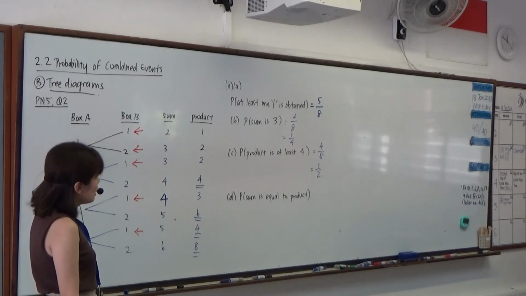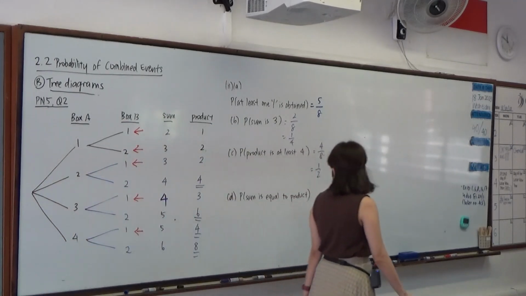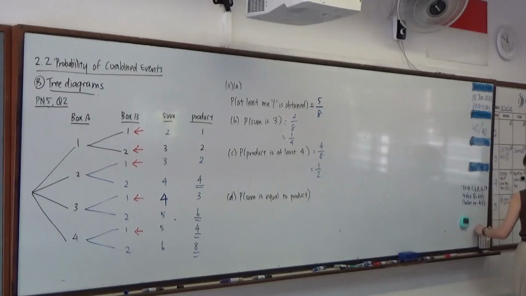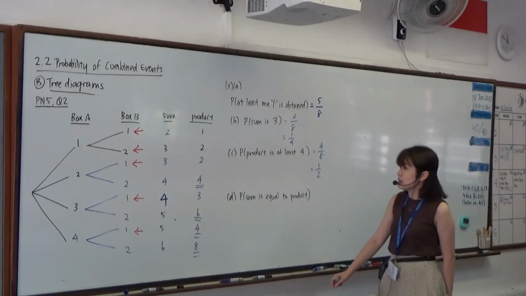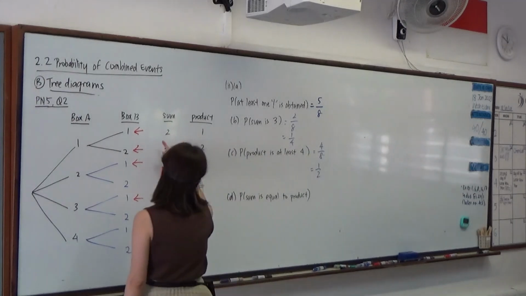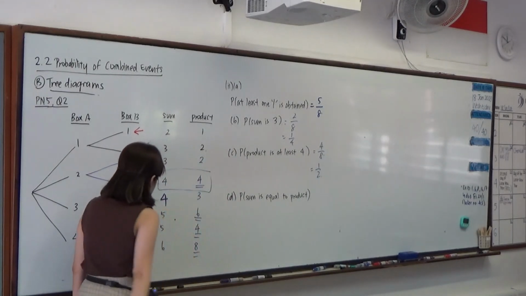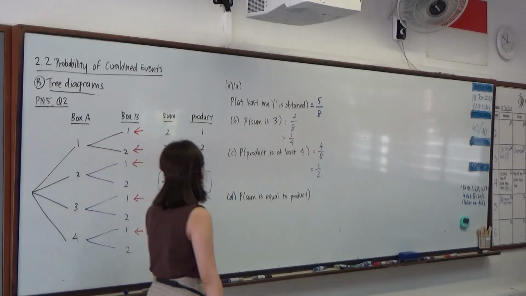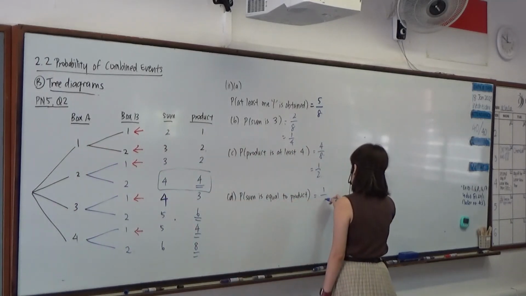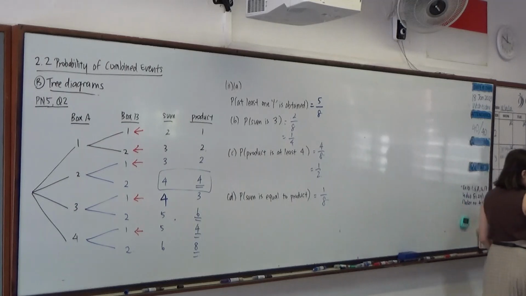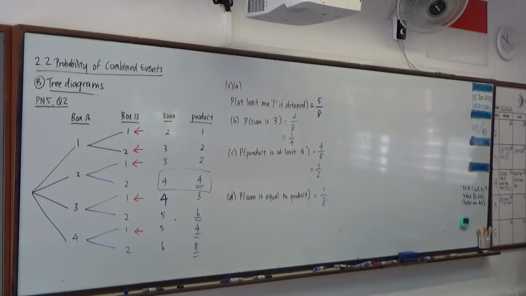And then part D, sum is equal to product. What would that probability be? It is 1/8. So for sum equal to product, we just have to compare the columns and we find that there is this one over here, and nothing else. So therefore we have 1/8. Questions? Right?